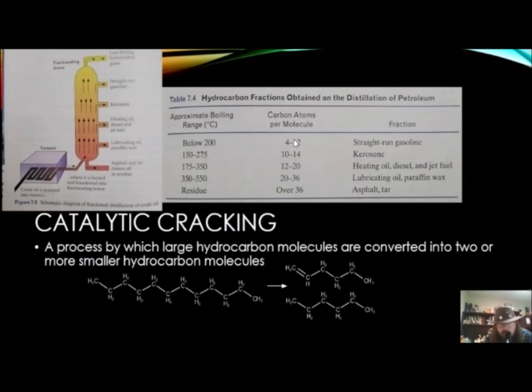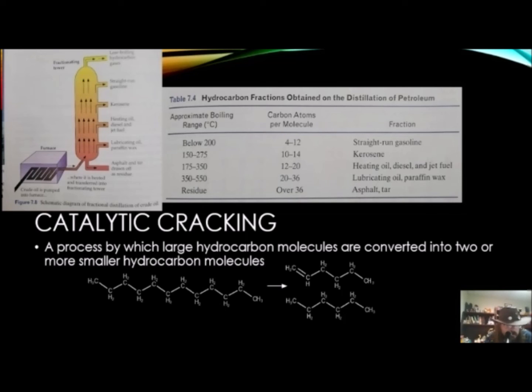Boiling range of 4 to 12 carbons, it boils below 200 degrees. There's our straight run gasoline. Kerosene, which is the next level up, 10 to 14 carbons, boils at about between 150 and 275. Then heating oils, anywhere between carbon 12 and carbon 20, boil between 175 and 350. So these are going to get a little mixed together. Then lubricating oil, paraffin wax, carbon 20 and above, somewhere between 350 and 550. And the residue doesn't really boil. It's just left over. It's the heavy carbons.